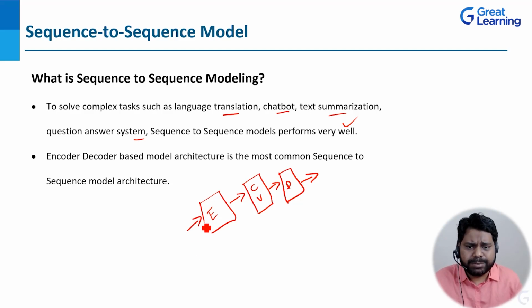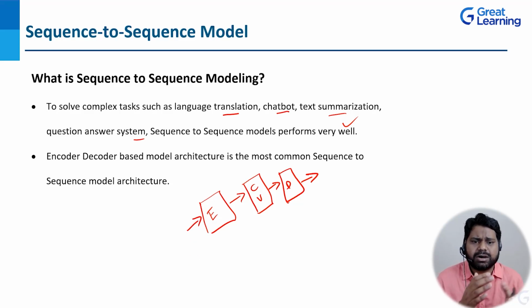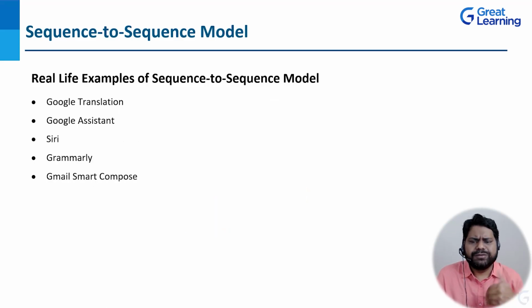So this is the basic structure of how encoder and decoder works. Okay, so now let's discuss them briefly. Before we go and discuss encoder and decoder, let's discuss some real life examples of sequence to sequence models. Some examples which we use in our day-to-day life are Google Translation, Google Assistant, Siri, Grammarly.